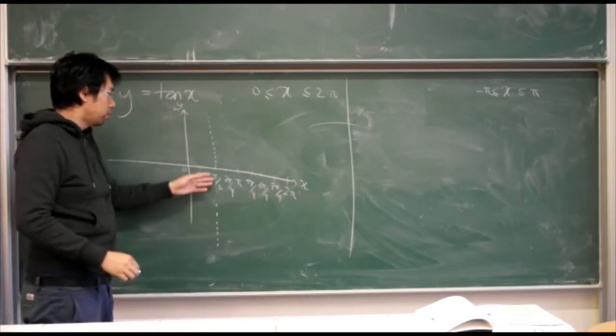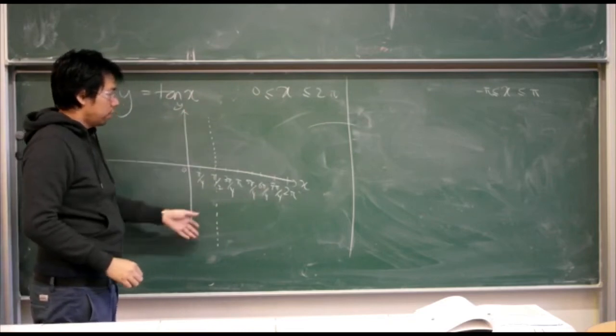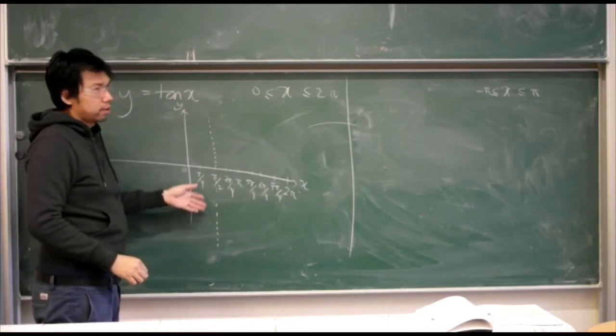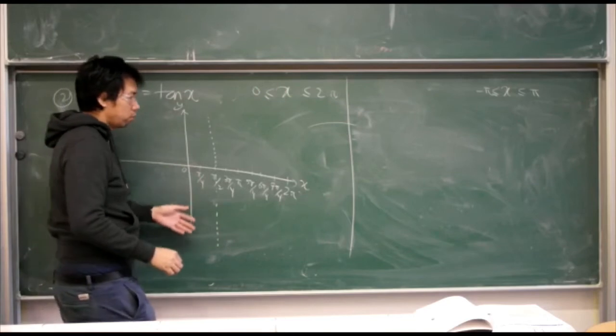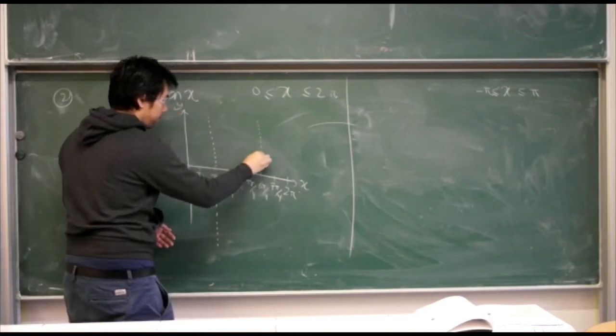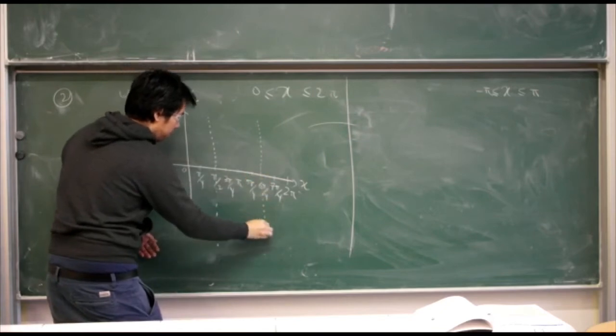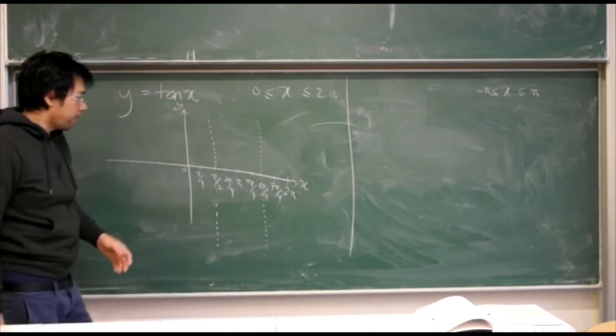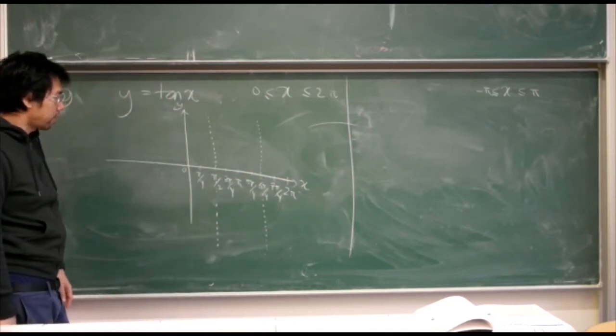So pi over 2, that's one asymptote. Another asymptote is going to be at 270 degrees, that's 3 over 2 pi. So this is 3 over 2 pi over here. That's 3 over 2 pi. Okay? And now we can sketch a graph.